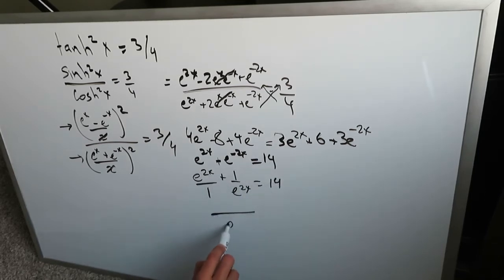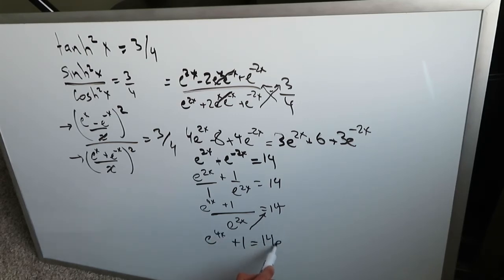Common denominator, e to the 2x. 1 goes in, e to the 2x times e to the 2x. So you get e to the 4x plus 1 is equal to 14. Multiply this up over here. You get e to the 4x plus 1 is equal to 14e to the 2x. We're now heading towards a quadratic equation. Bring everything onto one side. Let's do it. I'll get e to the 4x minus 14e to the 2x plus 1 equals 0.